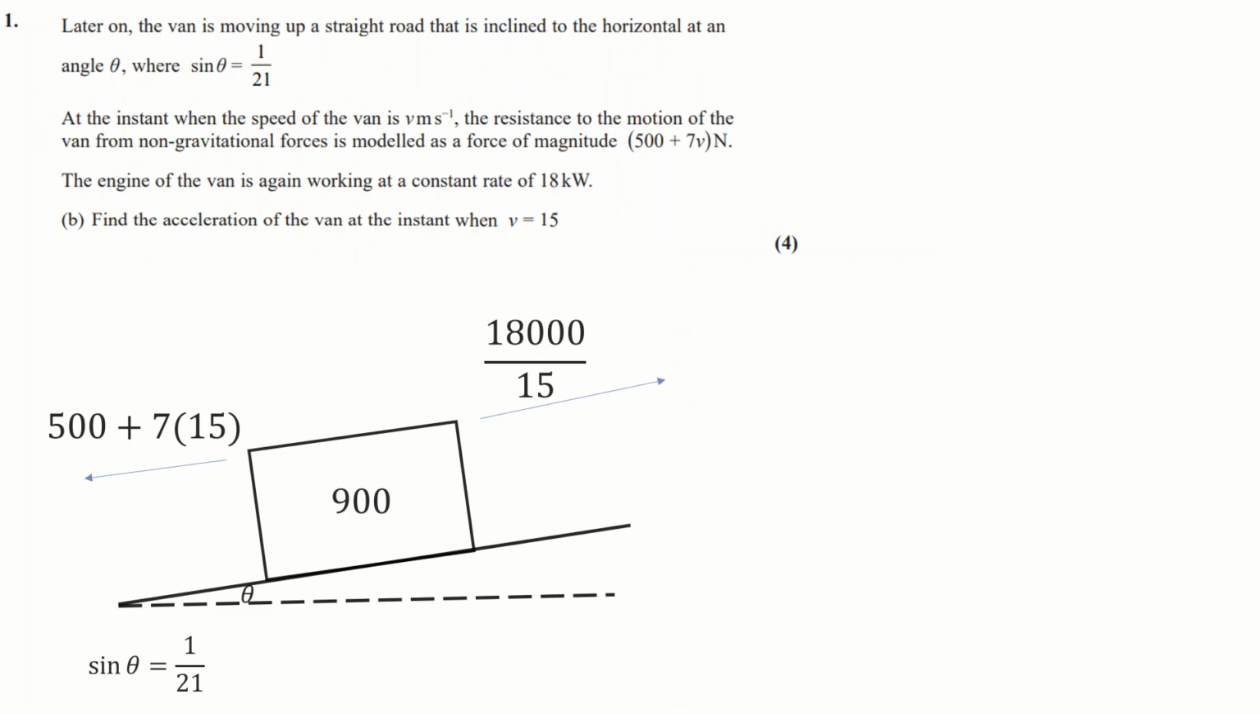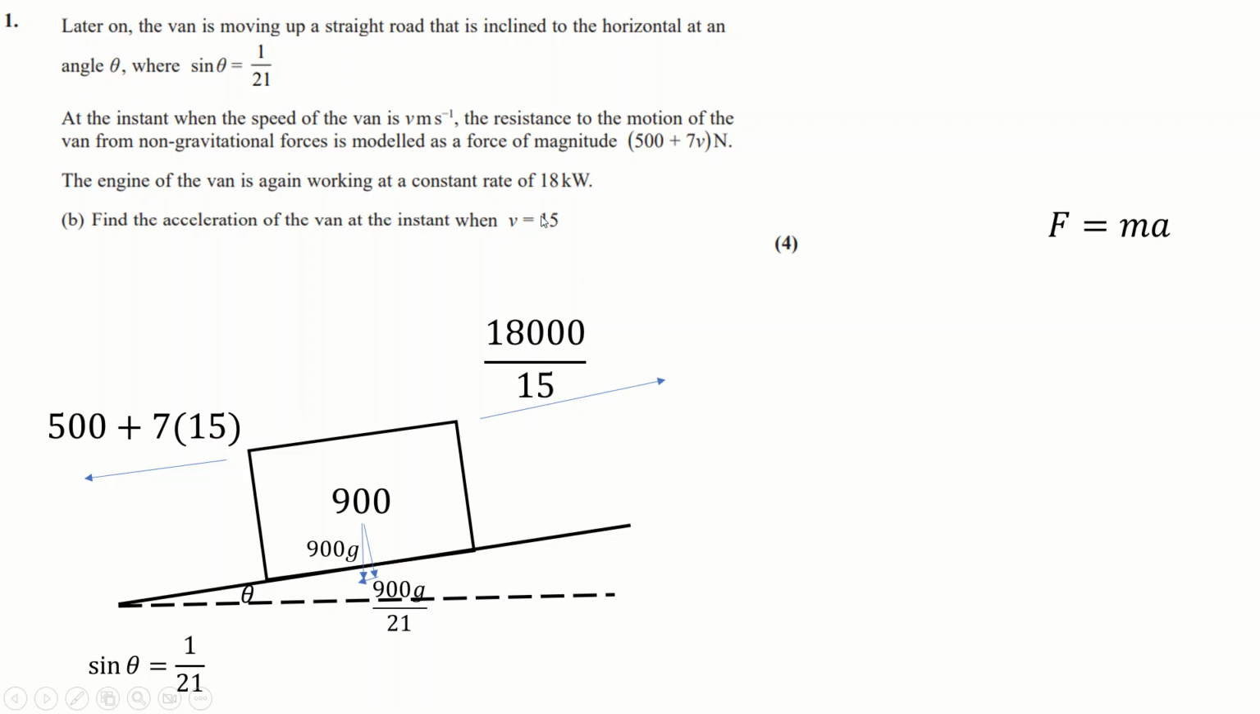Part B, same question, just on a slope. So everything is exactly the same, except we also have a gravitational force, because this is non-gravitational forces acting backwards, so we also need to factor in the gravitational force. So we say mg goes straight down, we have mg cos theta here, mg sin theta going down the slope, which is this, just this divided by 21, which is that. And now we can set up that this minus that equals ma.